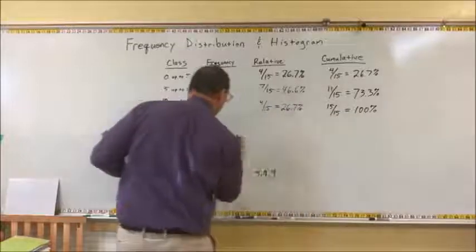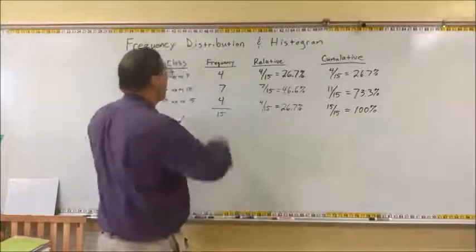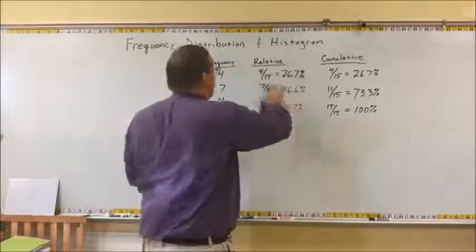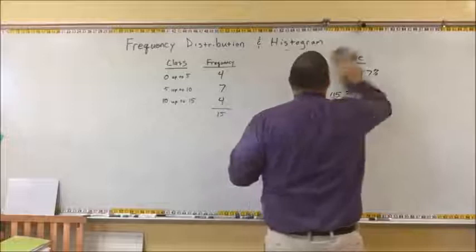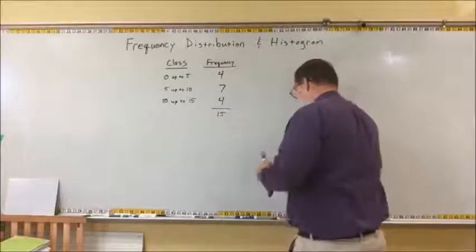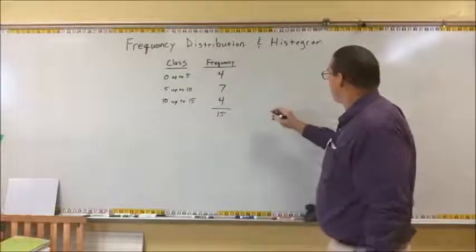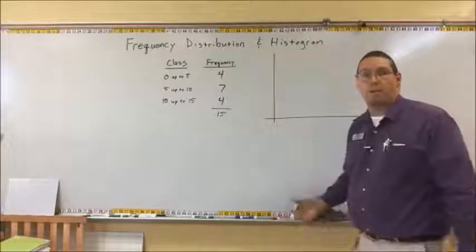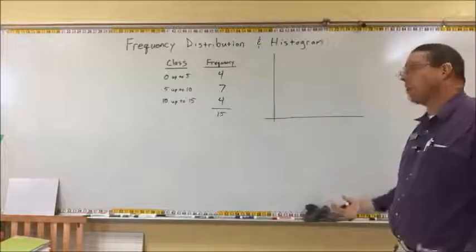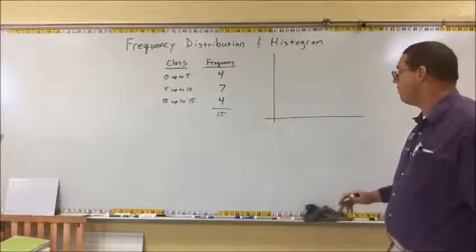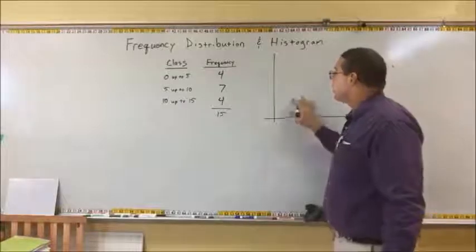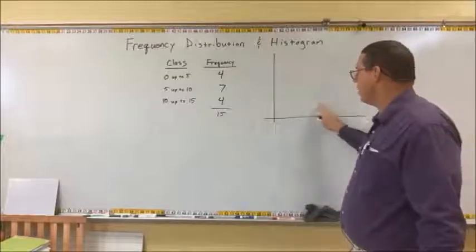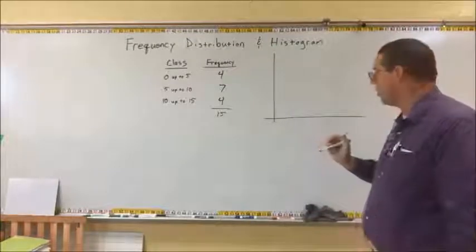Now, in order to draw a histogram, all you really need is the class and the frequency. You don't need the relative and the cumulative. So I'm going to erase these. Erase this, and I'm going to erase this. A histogram basically is a chart of sorts. It looks a little bit like a bar graph, but it's not actually a bar graph. I mean, it is a bar graph, but it's a special kind of bar graph. The important thing in a histogram is that the bars need to actually be touching. You don't want to separate the bars. The bars need to be pushed right next to each other, okay?